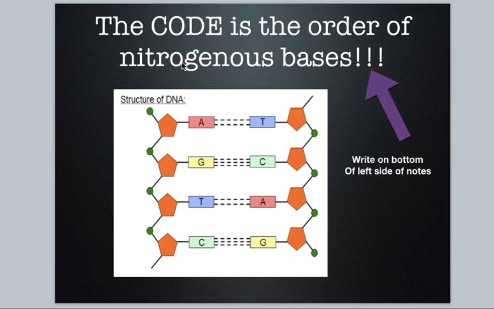Now, you don't have to write this in the bottom of your notes because it's already printed for you. The code is the order of the nitrogen bases. So AGTC might give you lighter colored hair, whereas if you have GGGG, 4 G's in a row, that may give you darker hair. It's literally the order of those bases.